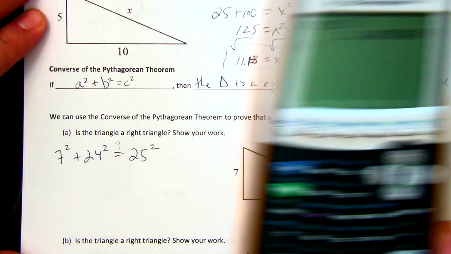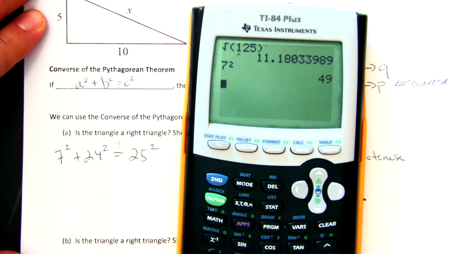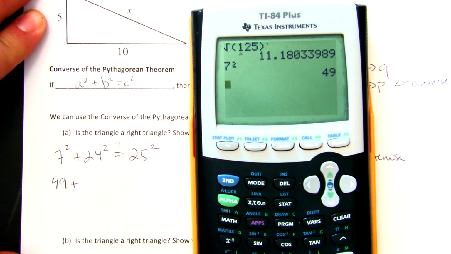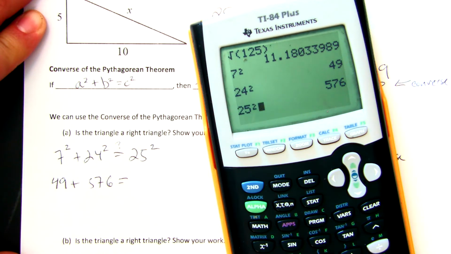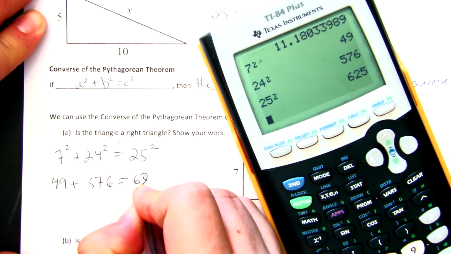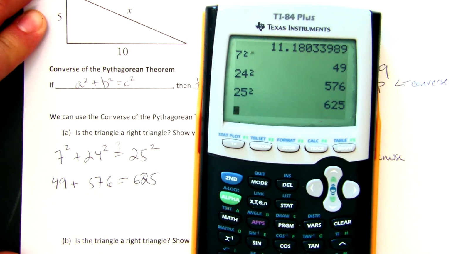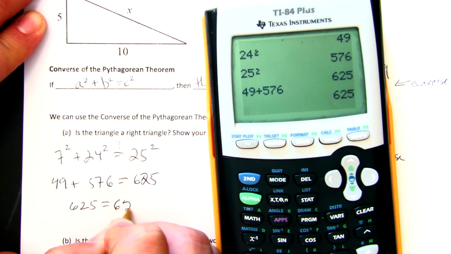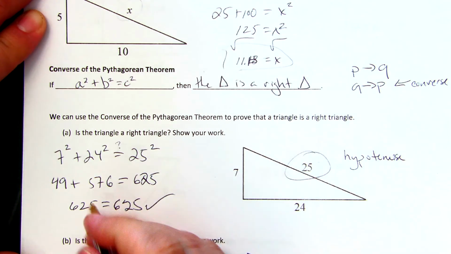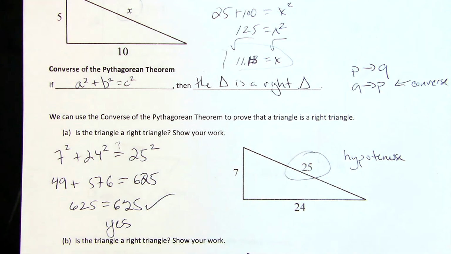So we've got 7 squared is 49. 24 squared is 576. 25 squared is 625. Then I'll do 49 plus 576 to finish off the left-hand side, and I get 625 equals 625. Good. So yes, it's a right triangle. I'm done.